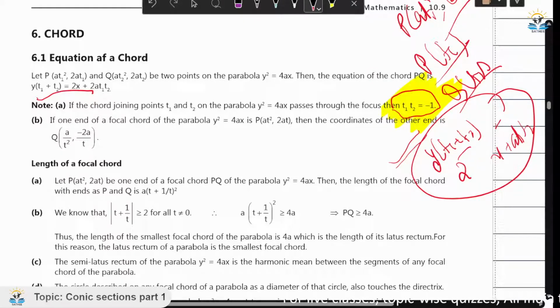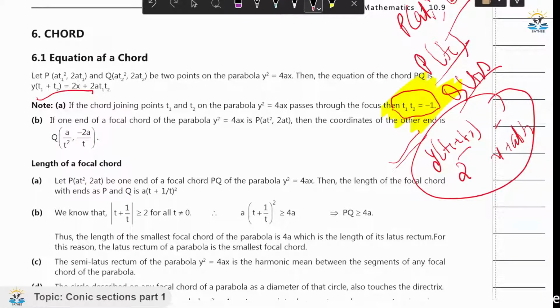At one end of the focal chord of the parabola y square is equal to 4ax, the other coordinates would look like this. This is also very important to remember. If one point is (at square, 2at), the other point Q would be (a by t square, minus 2a by t).